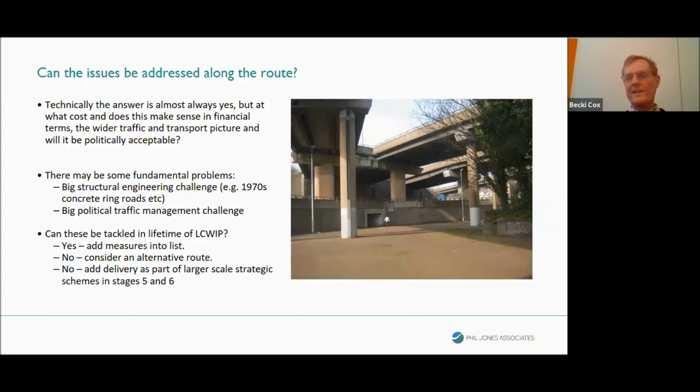Does it fit in with the wider needs of the street in terms of deliveries, bus services, and all the other things that are going on? Will it be politically acceptable? And there may be some fundamental problems.